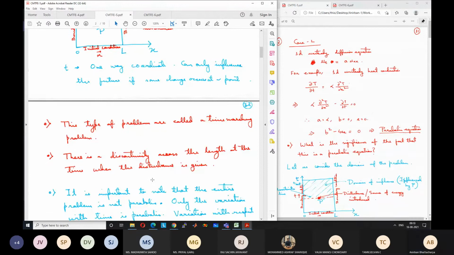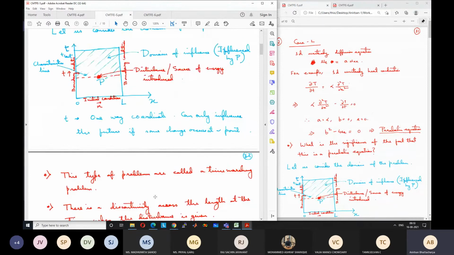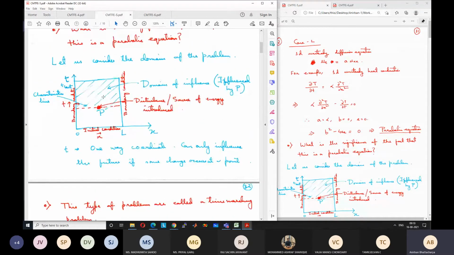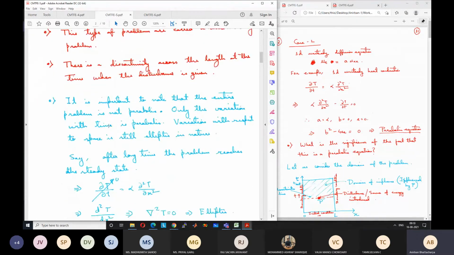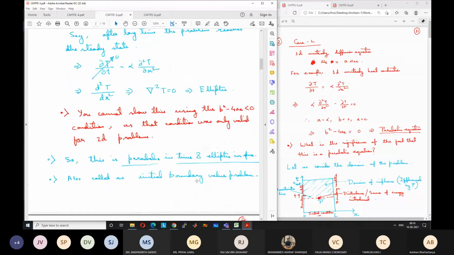Okay. And we have also called that this type of problems are known as initial boundary value problems. The previous type of problems are known as boundary value problems. These are known as initial boundary value problems. Okay.